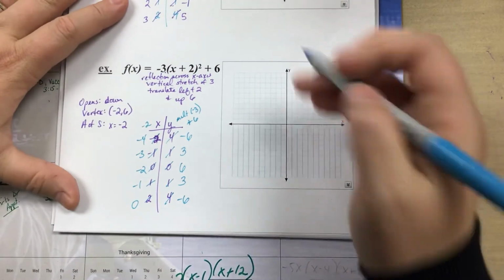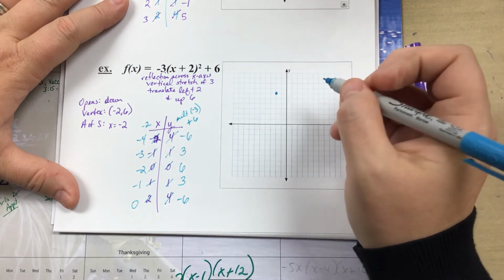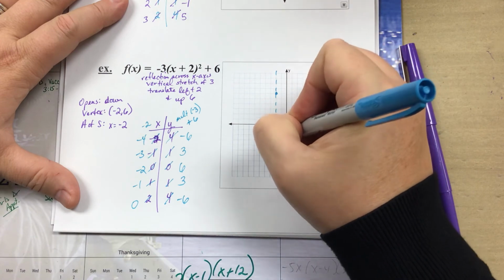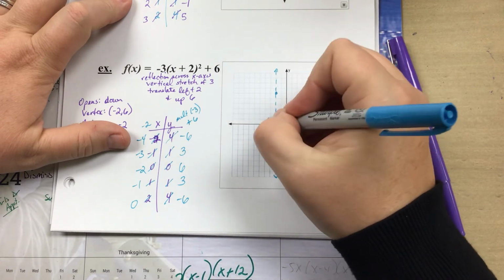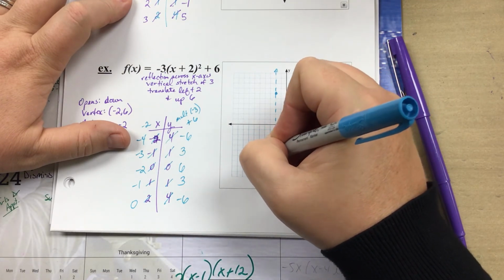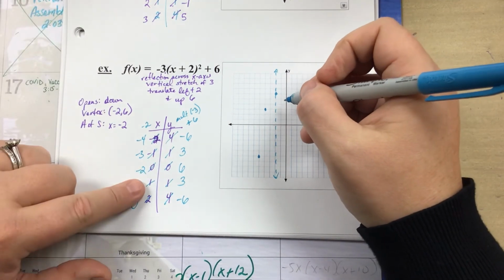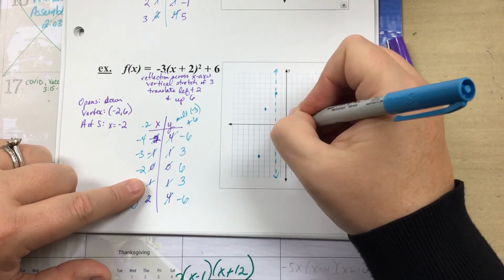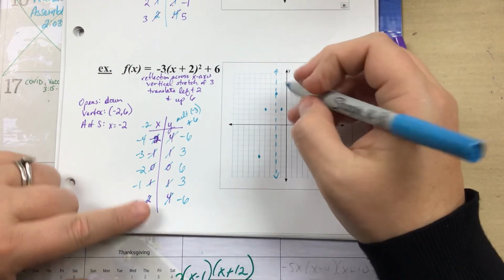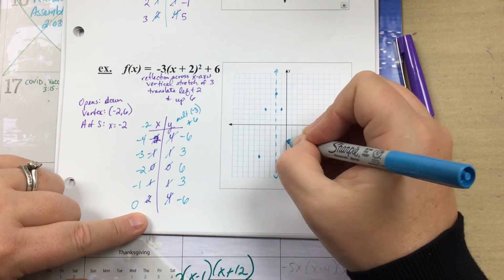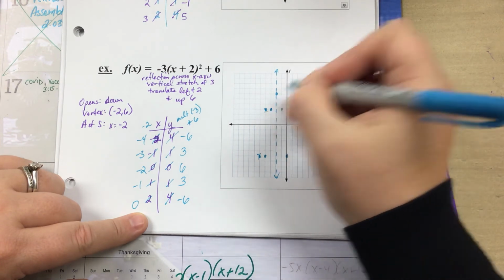Okay, so if I plot my vertex, -2, +6, 1, 2, 3, 4, 5, 6. And then the axis of symmetry is at x equals -2. So there's that. And then if I plot my points, -4, -6, 1, 2, 3, 4, 5, 6. -3, 3, 1, 2, 3. -2, 6. We already have that. -1, 3. Ooh, I'm off a point here. I'm sorry. And 0, -6. 1, 2, 3, 4, 5, 6. Okay, so this point should actually be there, and this point should be here.